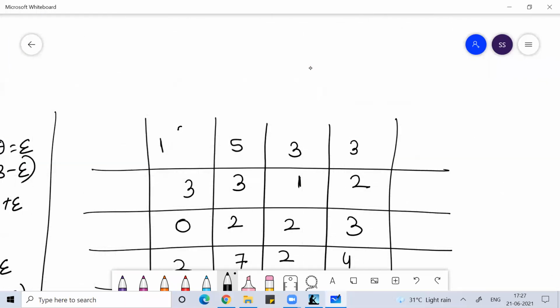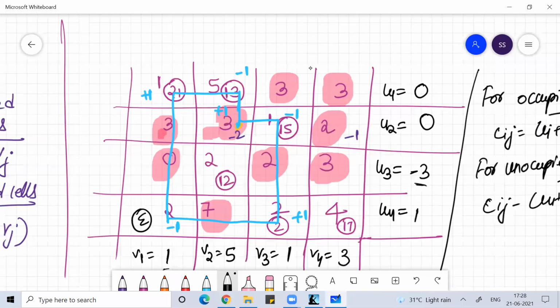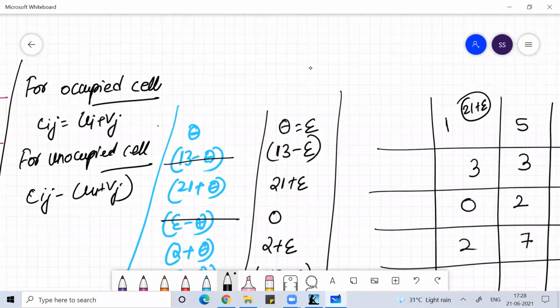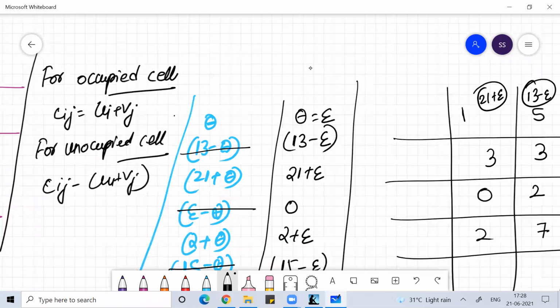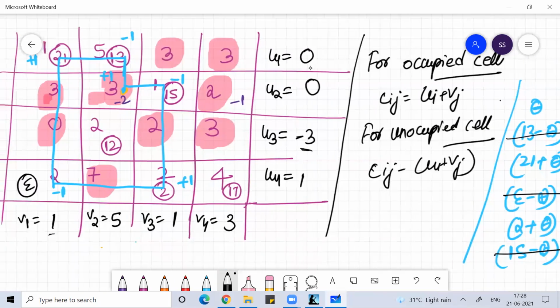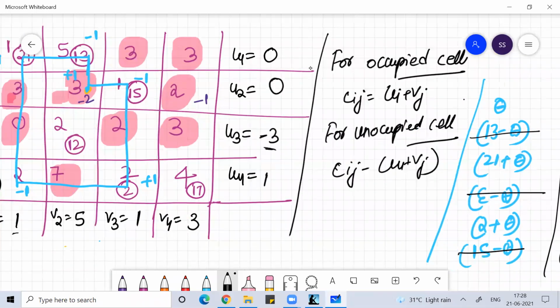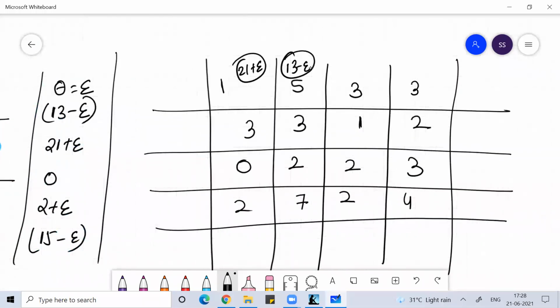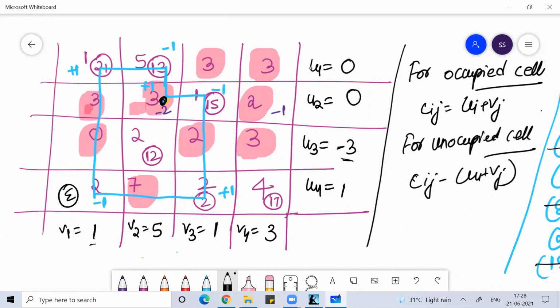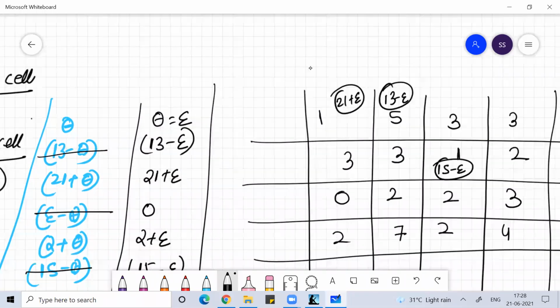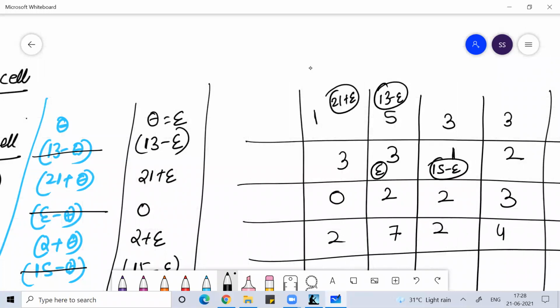This would be 21 plus epsilon. Second one, that is 13 minus epsilon. Second one will be 13 minus epsilon. Okay. Third cell nothing, fourth cell nothing, then nothing. Then this will be 15 minus epsilon. This will be third one, 15 minus epsilon. Okay, and you started from this cell. This cell would be epsilon, 3. It would be better if you have put 3 epsilon.